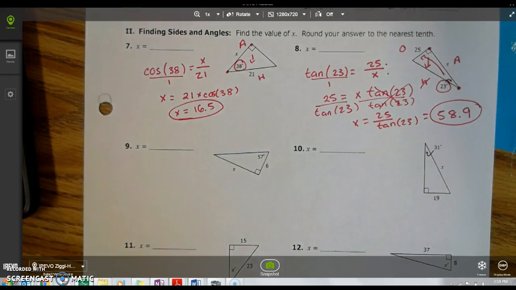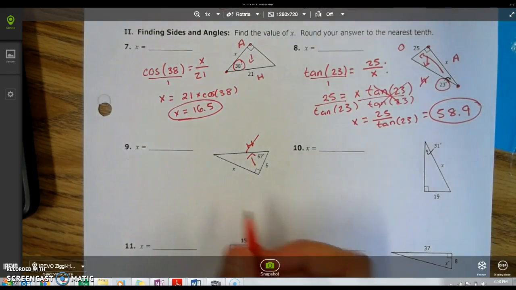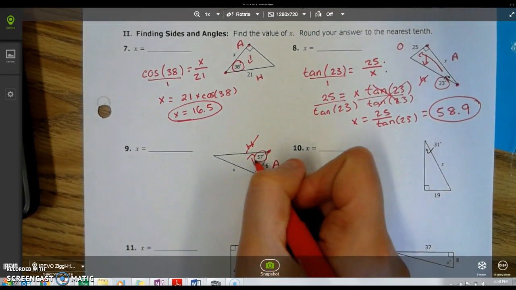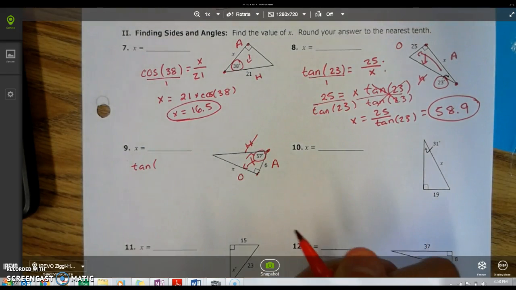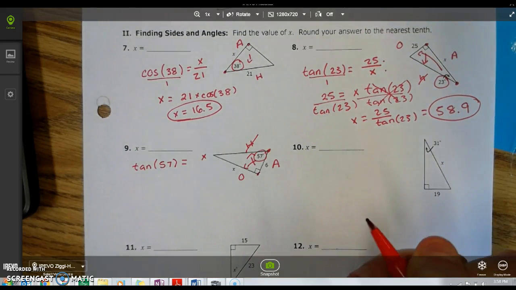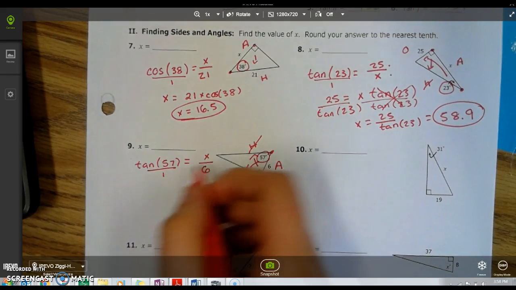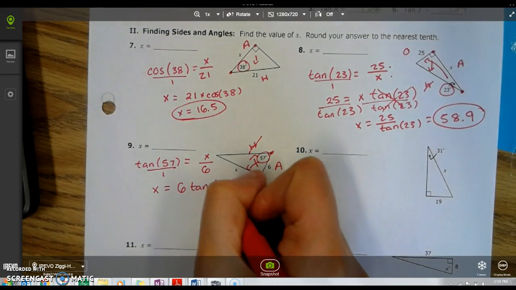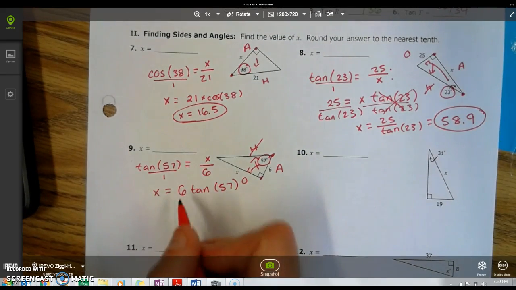Next, number 9. Once again, I do not have an H, so I have to have tangent. Come over here, in between it and the right angle is adjacent. Across from that is opposite. My angle is 57. Opposite is x. Adjacent is 6. X times 1 is x. 6 times that is 6 tangent. And put that in the calculator.